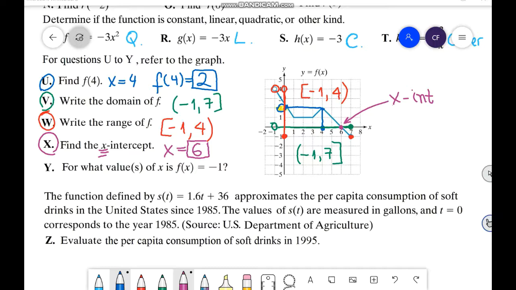And the last one from the graph is asking, for what values of x is f of x equals negative 1? F of x equals negative 1 is down here. Draw a horizontal line and check where this horizontal line intersects the graph. It intersects here. That means we are talking about x equals 7. So if f of x equals negative 1, this is going to intersect the graph where x equals 7.